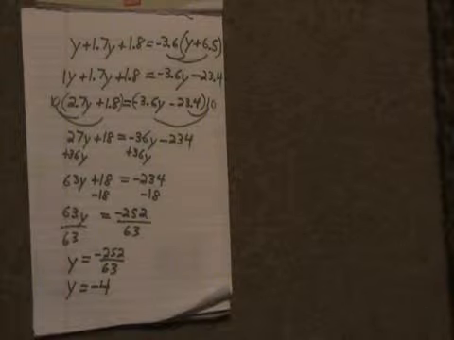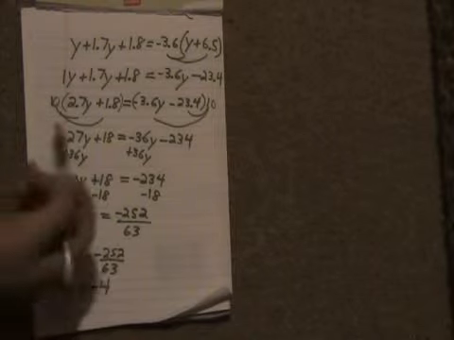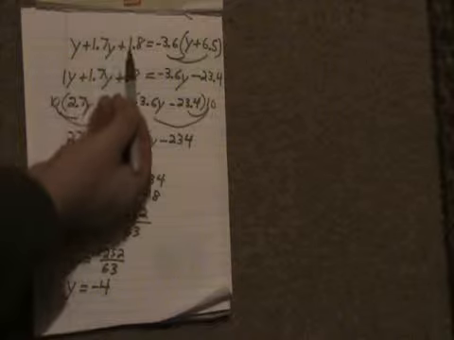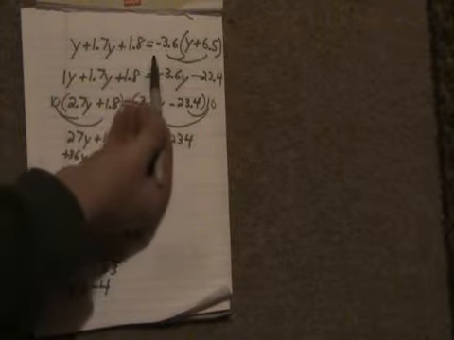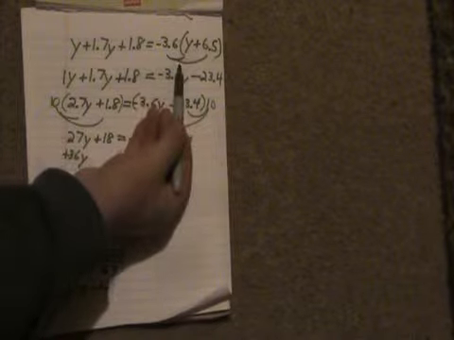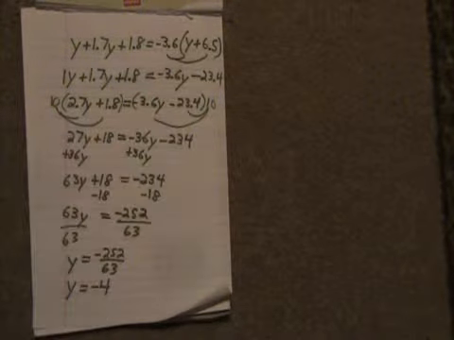Okay, so I've got another problem here that I'm doing out, and basically, because I tripped up on my words and I don't want to have to redo the whole writing of the problem, I'll just tell you what I did here. Basically, my original problem was y plus 1.7y plus 1.8 equals negative 3.6 times, in parentheses, y plus 6.5.